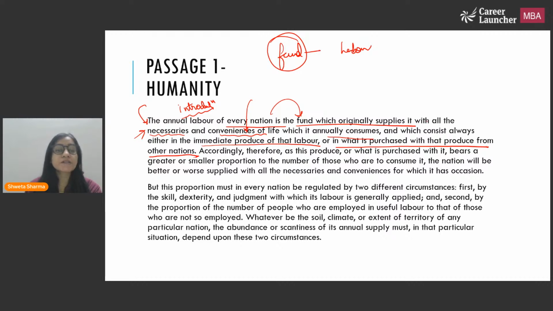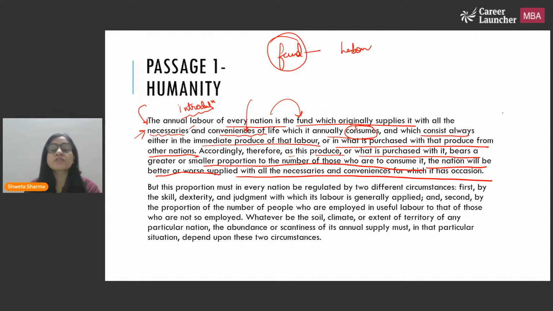Okay, so what it says is the annual labor of every nation is a fund which originally supplies it with all the necessaries and conveyances of life which it annually consumes and which consist always in the immediate produce of that labor or in what is purchased with that produce from other nations. Accordingly, therefore, as this produce or what is purchased with it bears a greater or smaller proportion to the number of those who are to consume it, the nation will be better or worse supplied with all the necessaries and conveyances for which it has occasion. So, what is the understanding here?